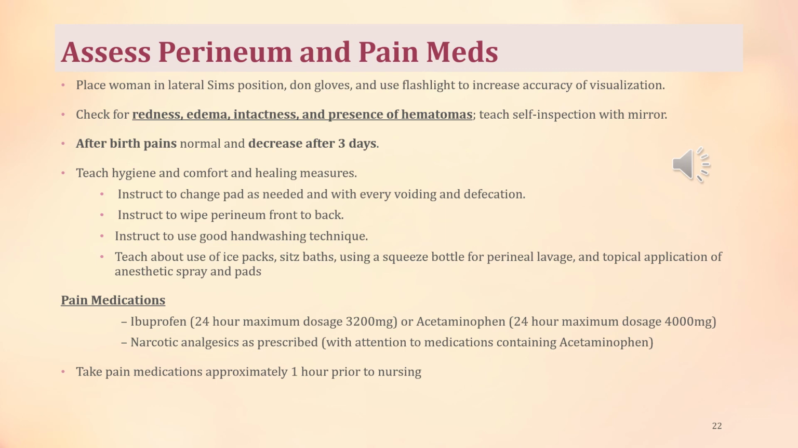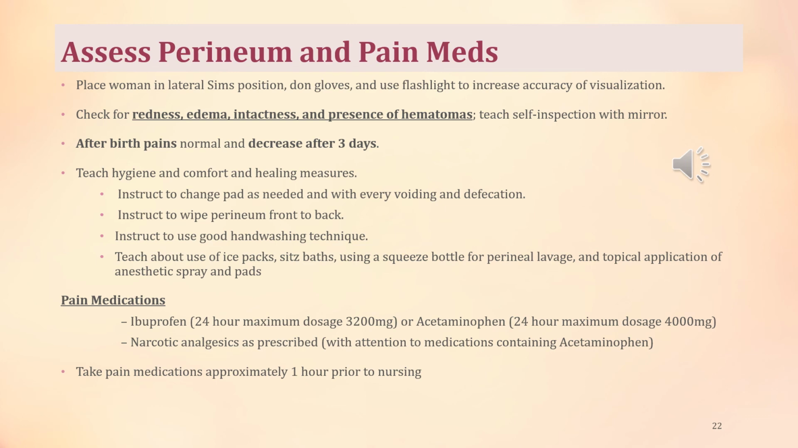All right, when I'm assessing my perineum and talking about pain medications, what I'm going to be looking for is, first of all, did this mom have some sort of repair done? Is mom having any kind of increased bleeding that isn't normal? Sometimes if there's a little tear or something that wasn't repaired, you can have some increased bleeding. So you might want to take a look at that.